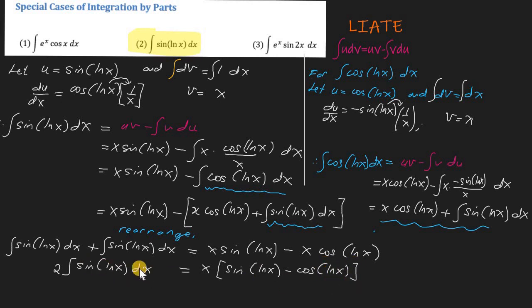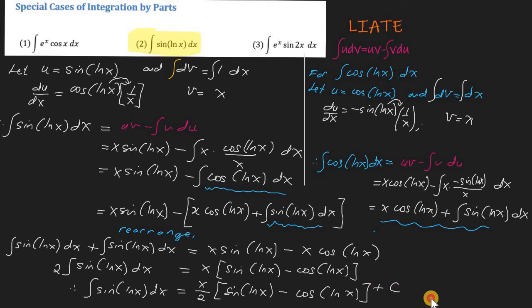Right, so eventually we can read our integral of the sine ln x, which is x on 2 of this whole set. And don't forget your plus c. So that is the answer for this question.